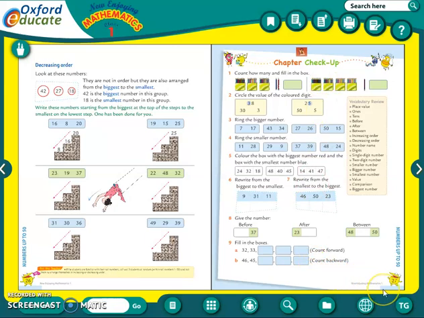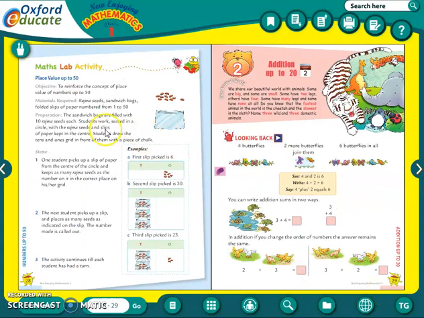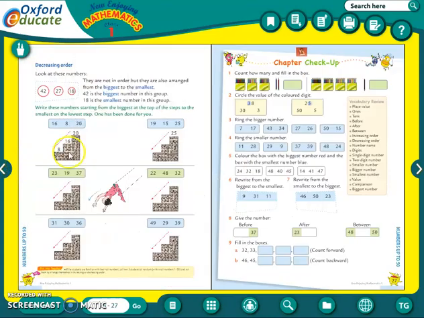Okay, so in this we have completed this chapter. This is an activity which you can do at your home if you want to. This is not a written activity. So this activity, if you want to, you can do at home with your parents. Otherwise, this chapter checkup you have to do at home.